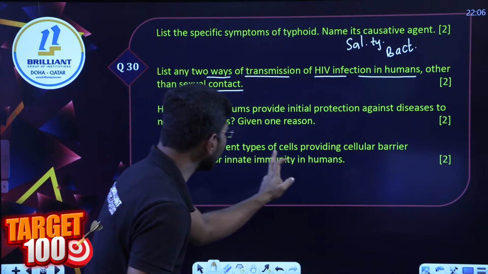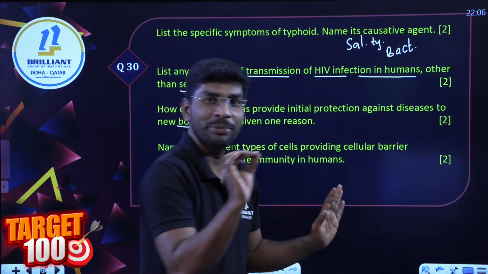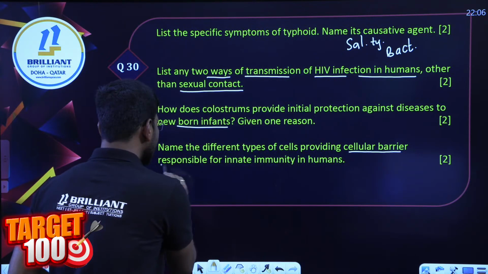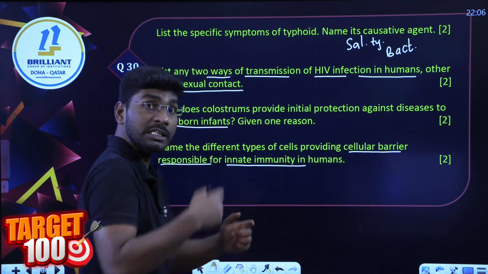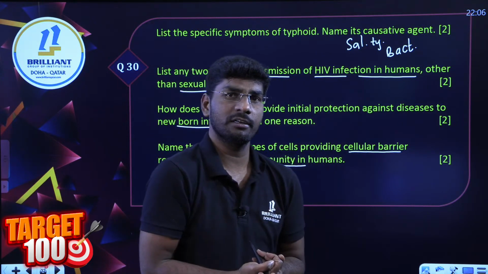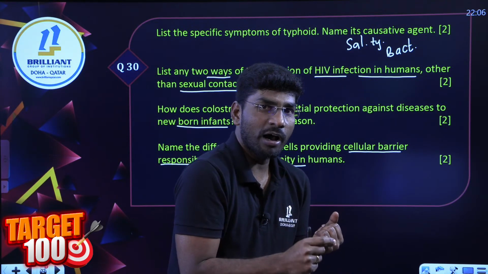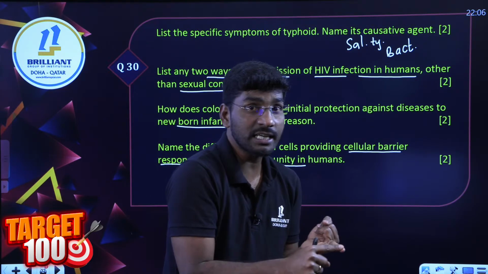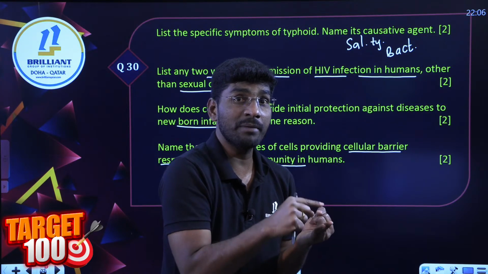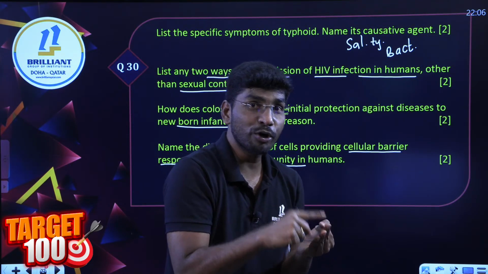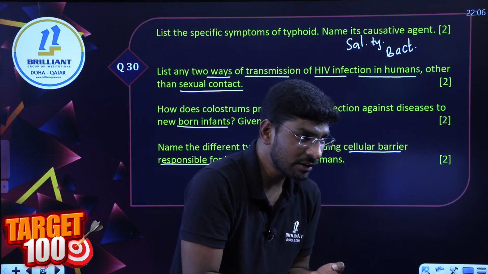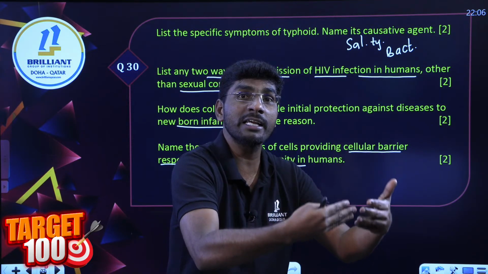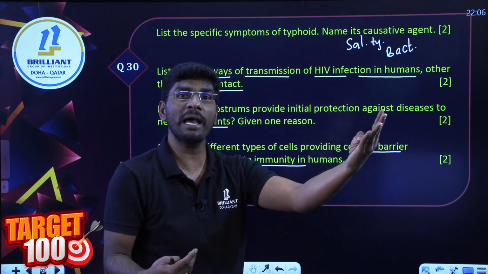Name the different types of cells that provide cellular barriers responsible for innate immunity. Cellular barriers: WBC cells, polymorphonuclear cells, PMNC cells. Next, monocyte cells, natural killer cells. Yes or no? These are all various types of cellular barriers. In the innate immune system, 4 barriers are there.